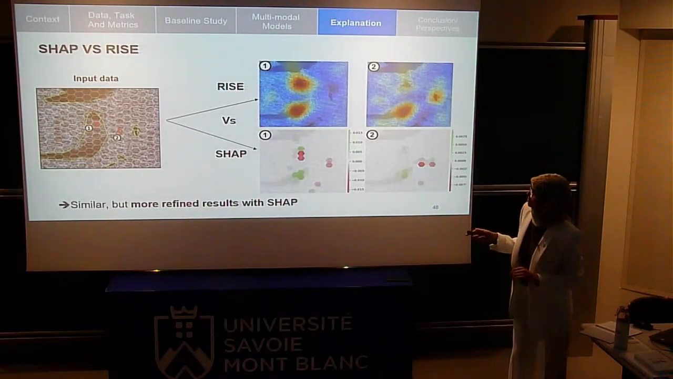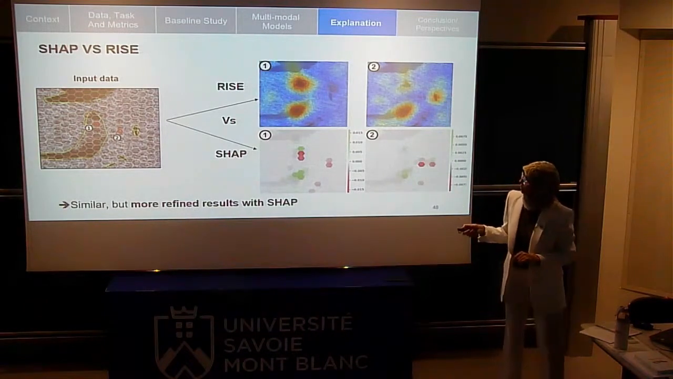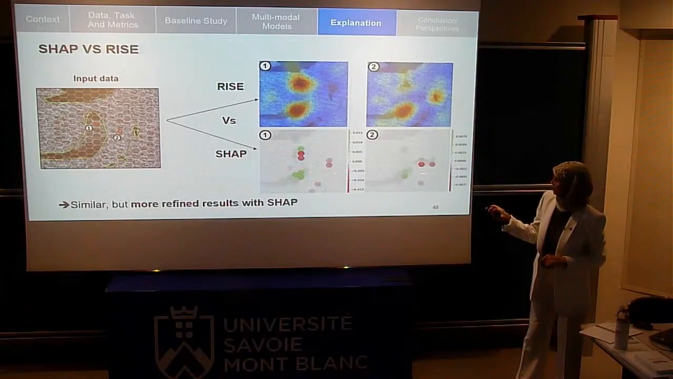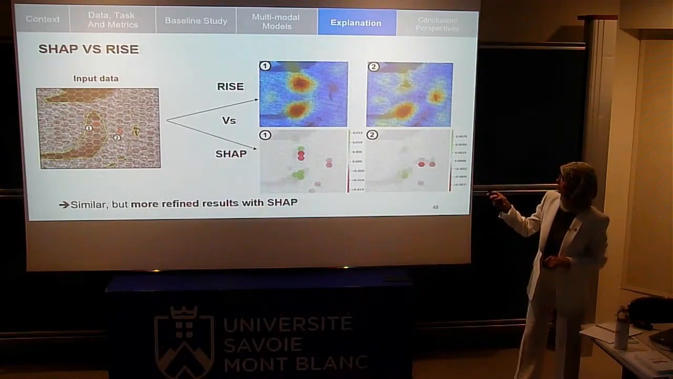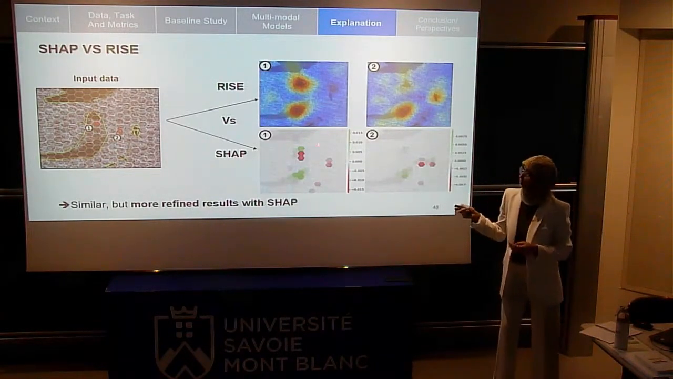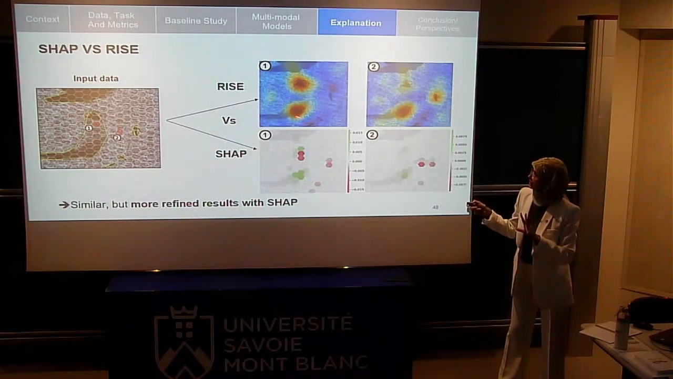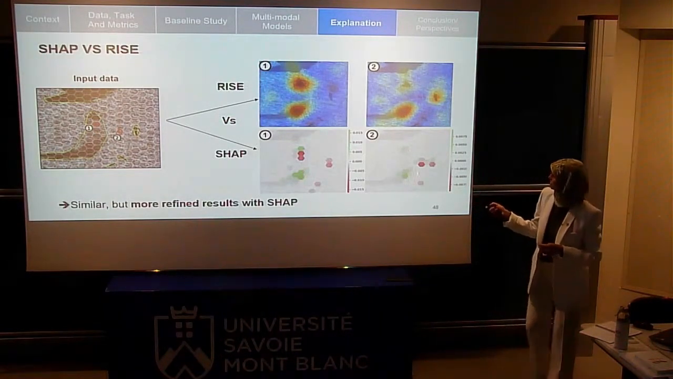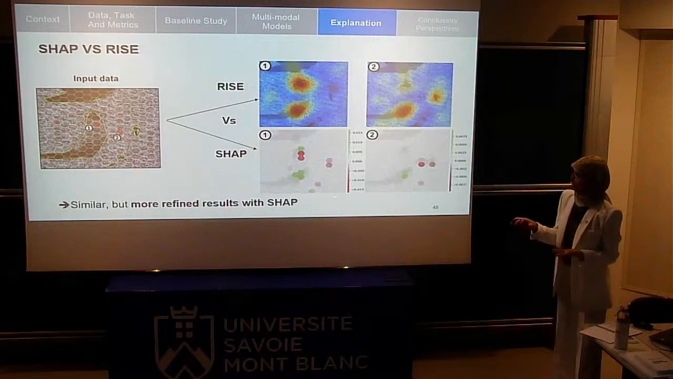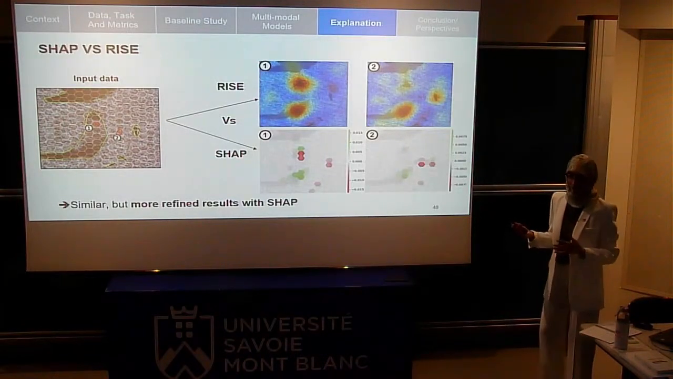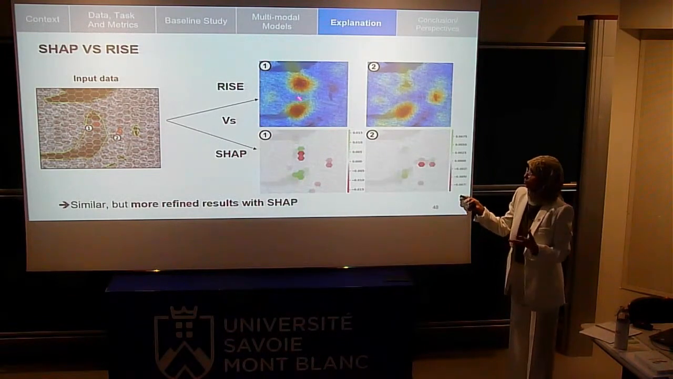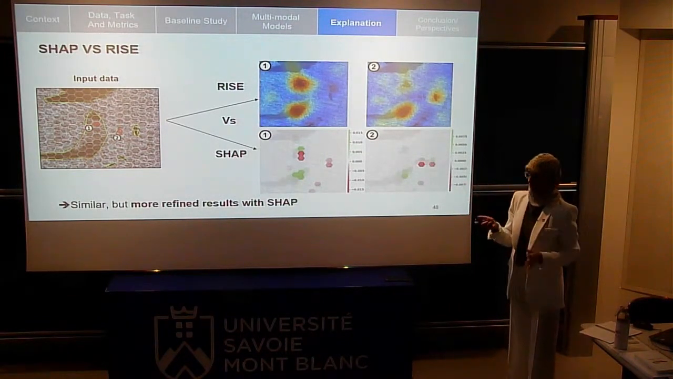Here is a comparison between SHAP and RISE of the same two pixels. We can see here the SHAP results that I already presented and the RISE results. We can see that there is a similarity in the highlighted area. Here the contributions are in this area, and the same thing with RISE. But we can clearly see that with SHAP we have more information. We have the type of the contribution, whether it is positive or negative. However, with RISE we can only know the area contributing.